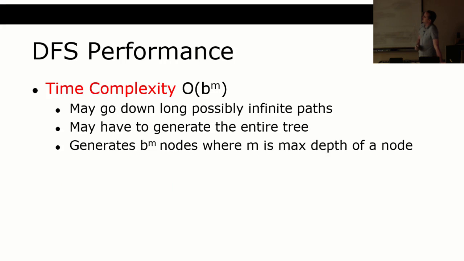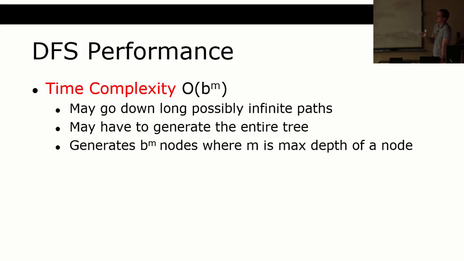The time complexity, however, is worse than BFS because it could go infinitely. But M here is the maximum depth. So it could find the worst solution. For BFS, D was the shallowest depth of a solution. Time complexity, B to the M, is way worse because M might be the worst solution.